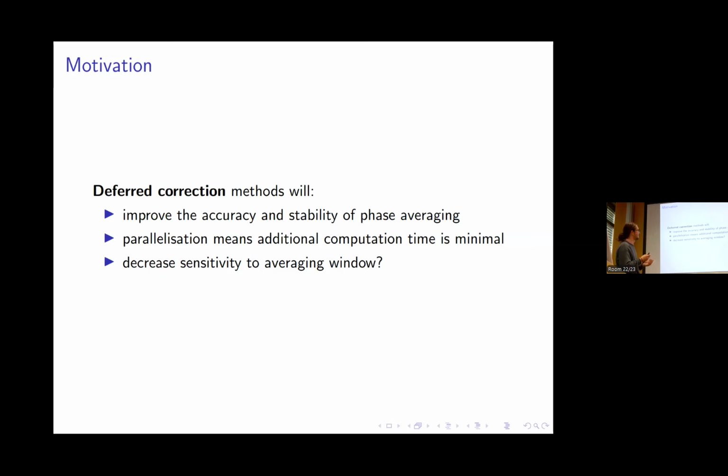And the other thing I'd like to get from this method, which again is hard to see from here, is to decrease the sensitivity to the averaging window. So you have an optimal averaging window, but you don't necessarily know what that is. So we're hoping that by implementing deferred correction methods, we reduce the sensitivity to the averaging window.